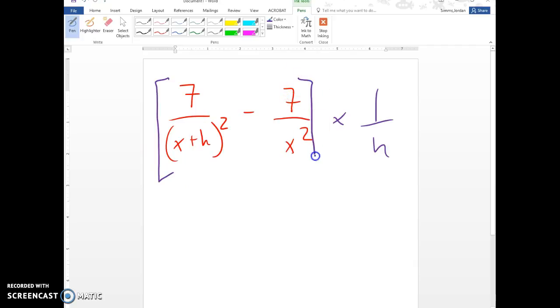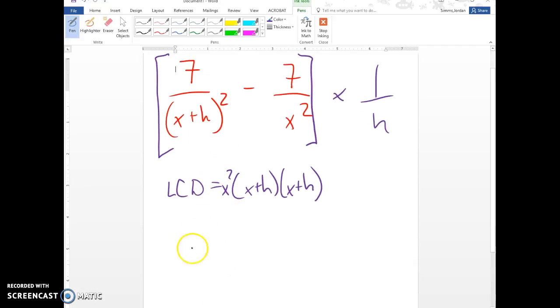We still have to do the denominator here. So our LCD is going to be x plus h squared times x squared. So that's our LCD. LCD is going to equal x plus h squared, I'll just write it out the long way, times x squared. You can put the x squared out front if you want.